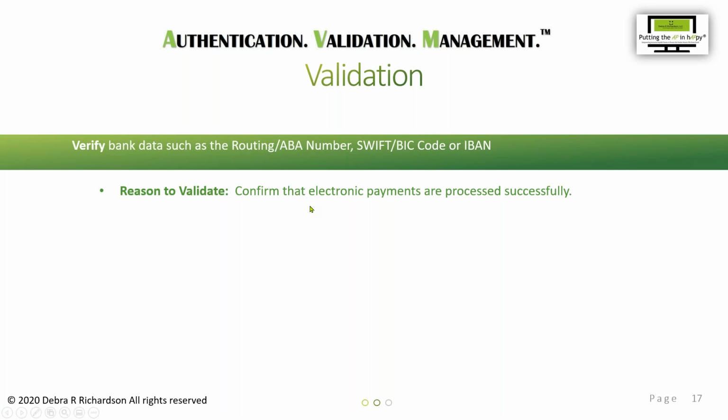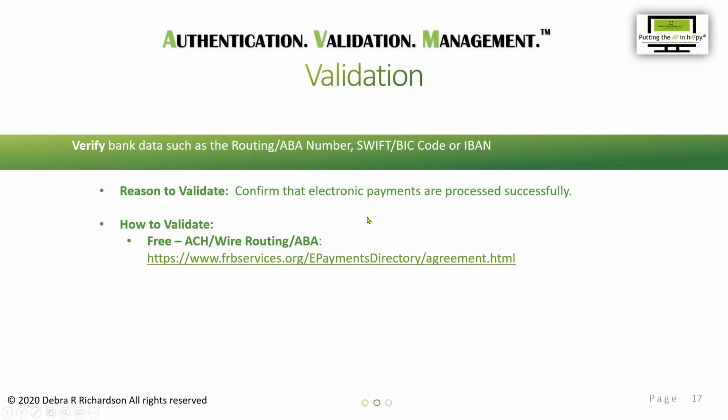But how do you validate that? It's free. FRB Services has an ACH wire routing or ABA lookup tool, and we know it's important for successful payments, but it can also be great to verify that the routing number you're using is good for ACHs versus wires, because some banks have different routing numbers depending on the payment method. And then if you have a non-US bank that does not require an IBAN, you'll have a SWIFT or BIC, and that is a free lookup as well.